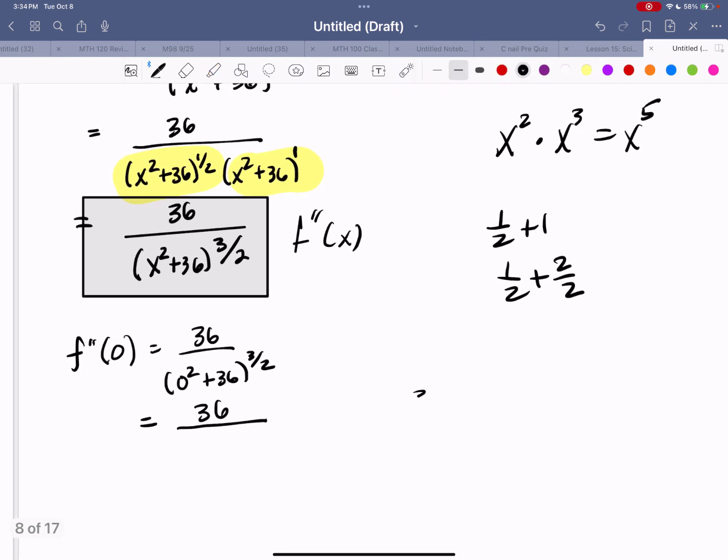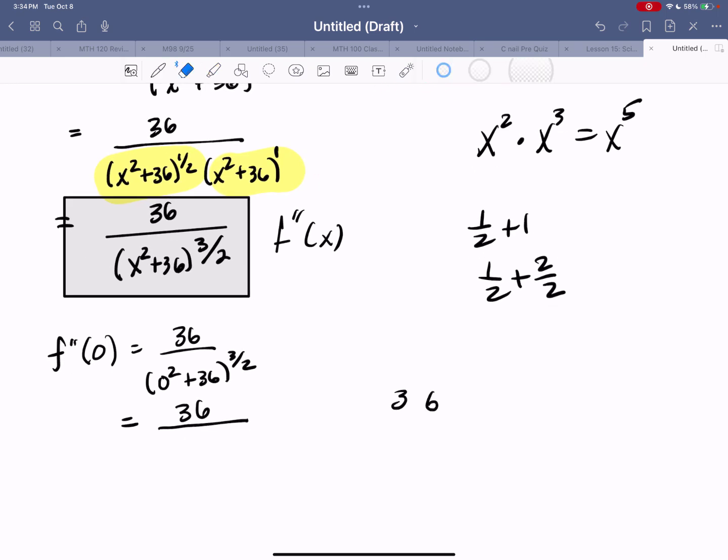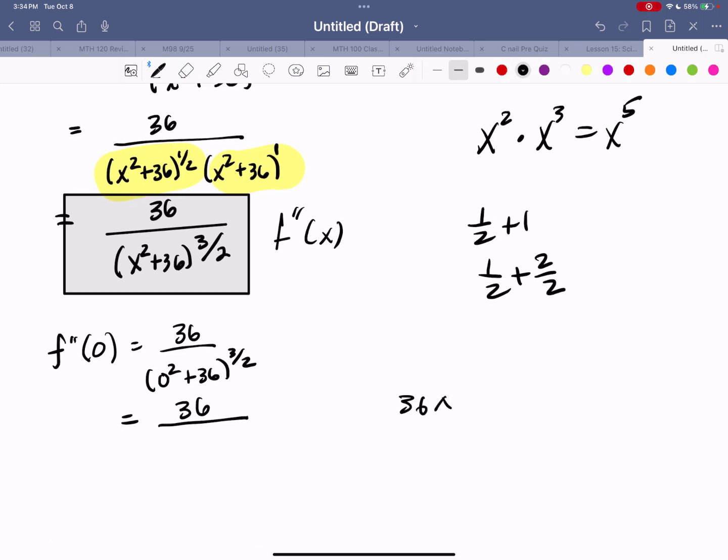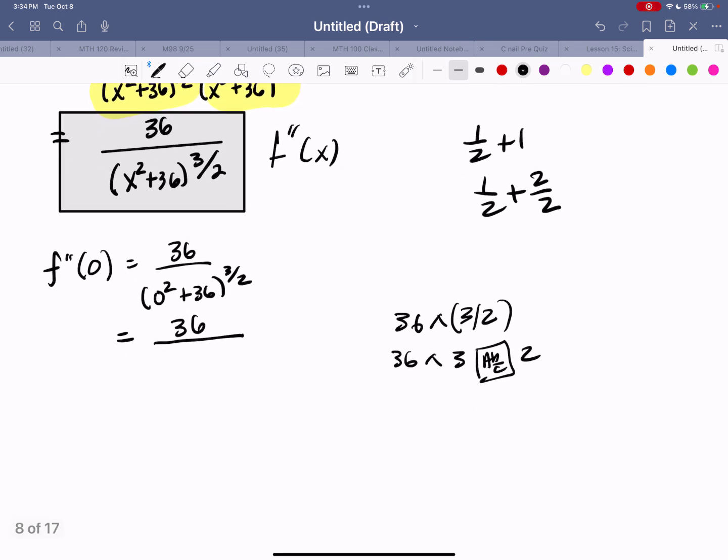But you can do this on your calculator. You can do 36 raised to the 3/2. Now, if you want to use a division key, you're going to have to put parentheses. If you use the fraction key, I'm pretty sure that it will be okay, because it'll keep that 3/2 together. So I'm going to do it on my calculator.